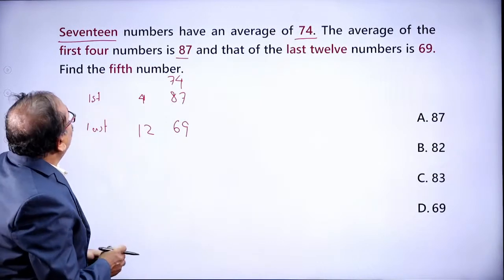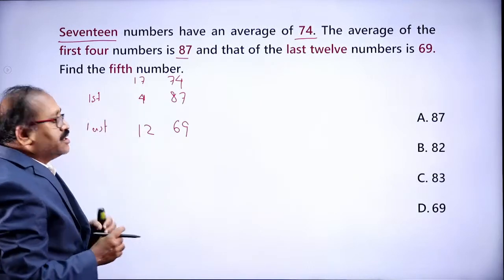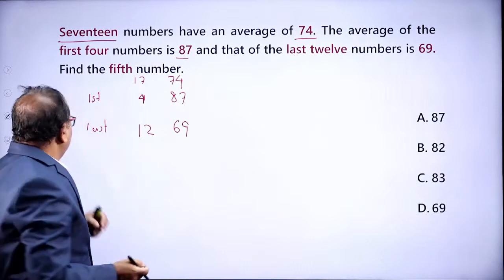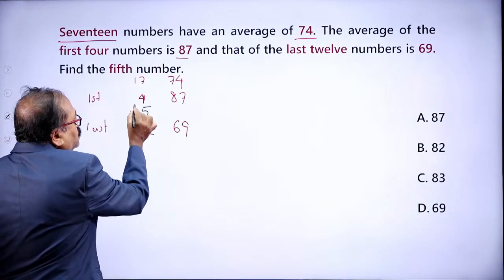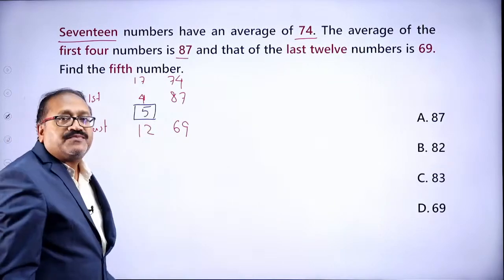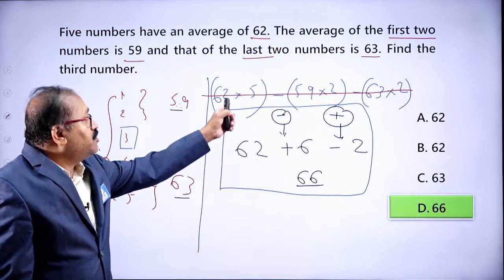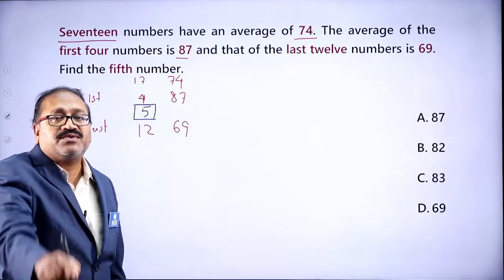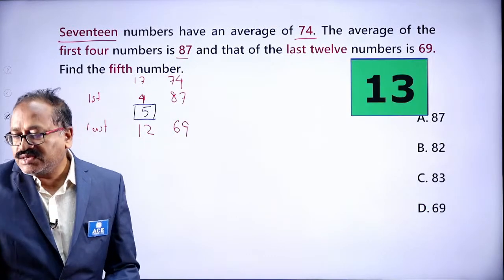Did you notice that the total numbers are 17? And here if I add up these 2, you are getting 16. This is the first 4 numbers and the last 12 numbers. So what is your missing number? Your missing number is the 5th number. So you are asked to find out the 5th number. My friends, apply this method here. Don't follow the long one. Apply this method. Within 10 seconds, you will be able to answer the question. I am giving 15 seconds to you. Here is your time. And answer it.